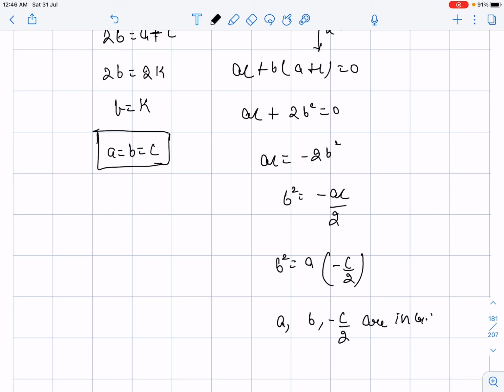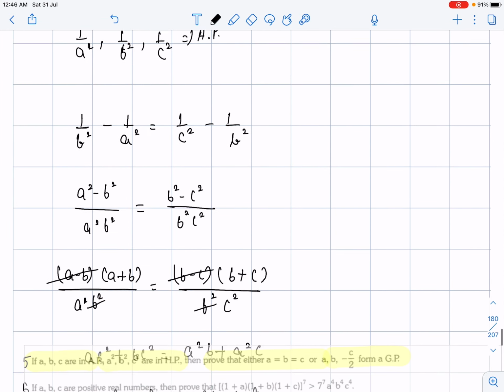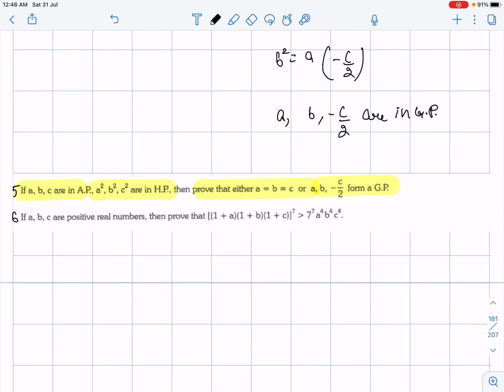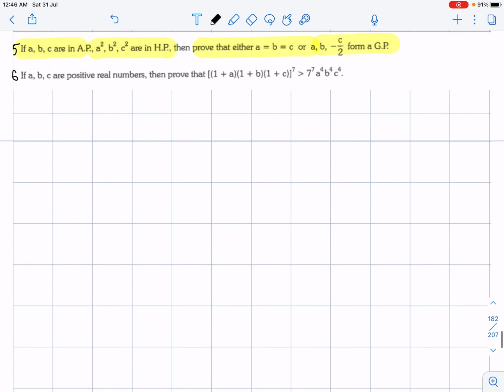What is the problem statement of the next question given to us? If a, b, c are positive real numbers, prove that this will be holding. So guys, here we would be making use of the AM-GM inequality. What is the problem statement? 1 plus a multiplied by 1 plus b multiplied by 1 plus c.